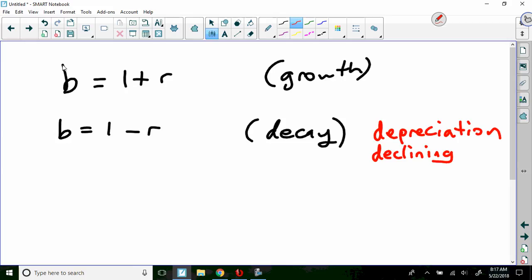Anytime you hear the word depreciate, or a population might be declining, anytime you hear those words, you should instantly think to yourself, self, this is exponential decay. Self, I need to use 1 minus r to find my b value.